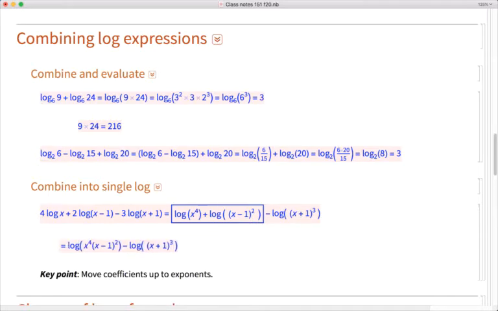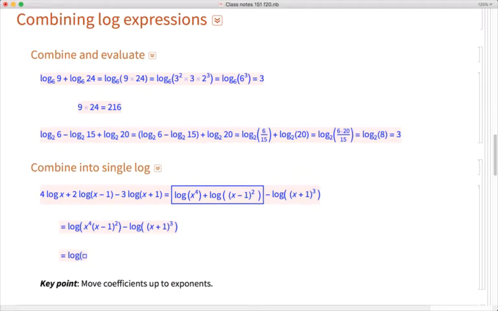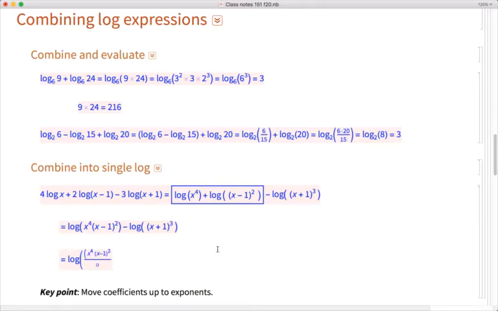Difference of two things, not two things, two logs. That's the key point here. And so the second law says we're going to turn this into the single log of the quotient. So this would be log, whoops, what happened? Oh, I missed one parenthesis. I guess I don't need that parenthesis here. So the log of this thing divided by this thing.